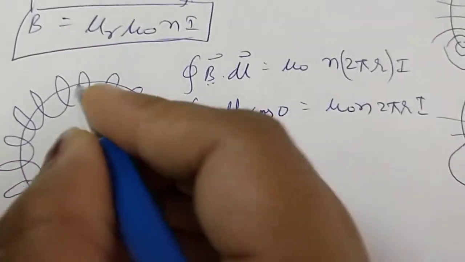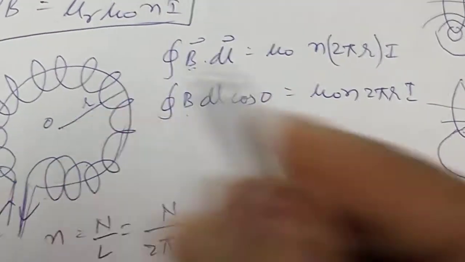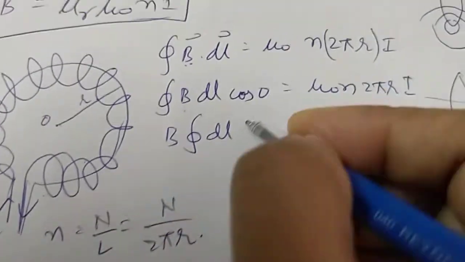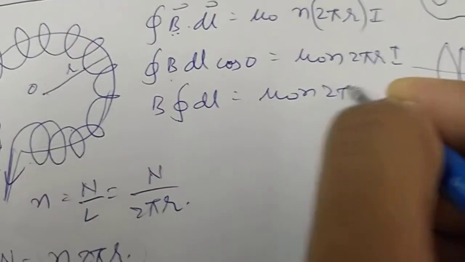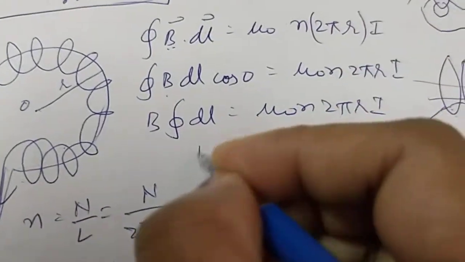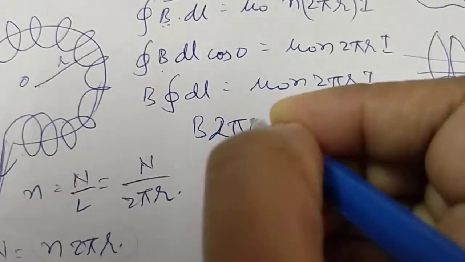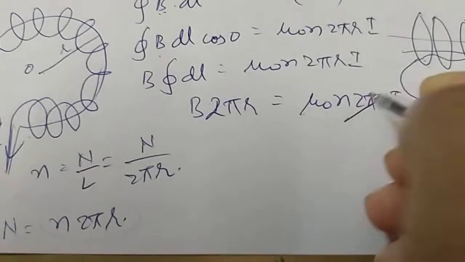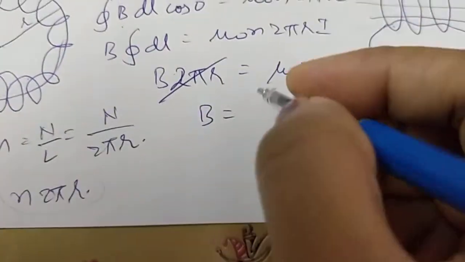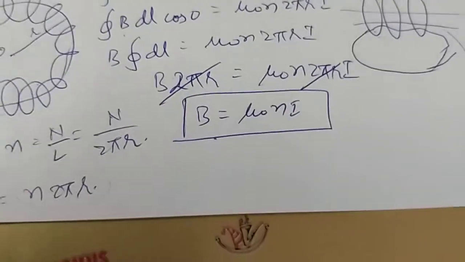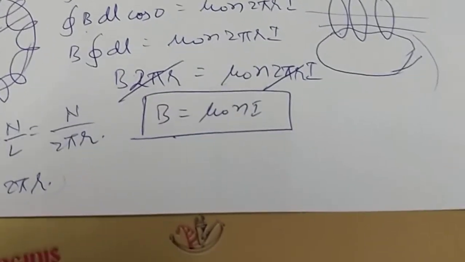Due to symmetry, each point on this circle is at the same distance from the center, so B is constant in magnitude and can be taken outside. B ∮dl = μ₀ n 2πr I. Now the integral of dl for this circle is 2πr, so B 2πr = μ₀ n 2πr I. The 2πr cancels, and we get B = μ₀nI. So this is the strength of the magnetic field inside the toroid.